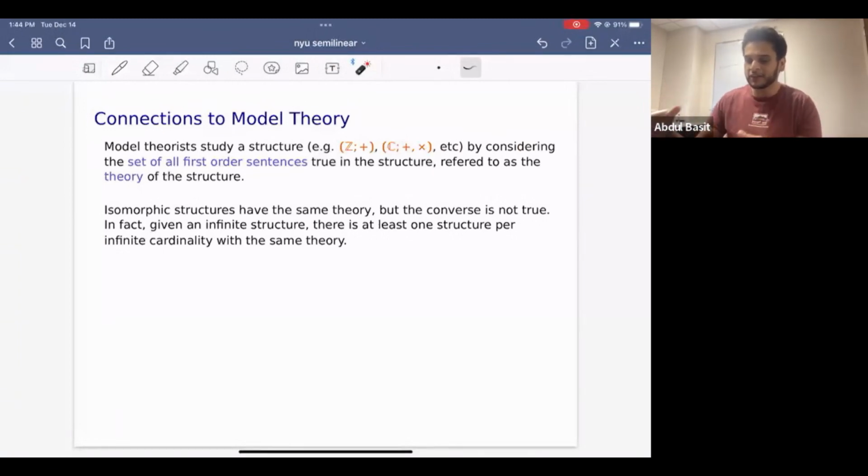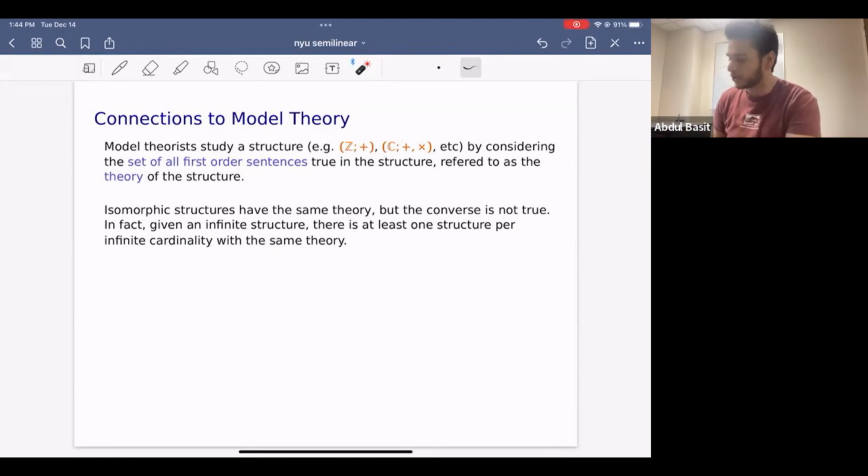But if I have the theory, which is the set of sentences that should be true in my structure, then you can have a lot of different structures. So, given an infinite structure, there's at least one structure per infinite cardinality with the same theory. If you give me a structure, I can find a different structure of every infinite cardinality that satisfies the same theory.